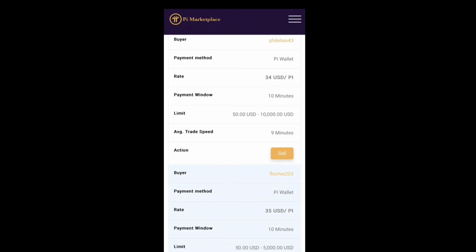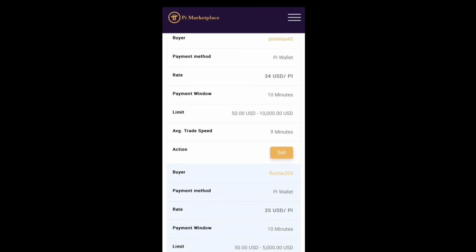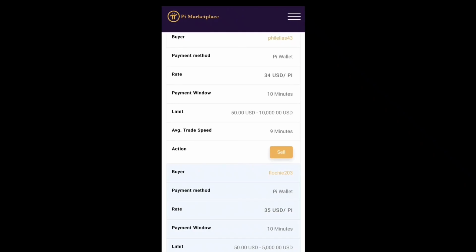The rate per Pi is 34 USDT. The payment window is 10 minutes, the limit is 50 USDT to 10,000 USDT, and the average trade speed is 9 minutes. Action: sale. Now you can check the buyers of your Pi coin. The buyer name is Plochai 203, payment method Pi wallet, rate 35 USDT, payment window 10 minutes, and limit 50 to 5000.